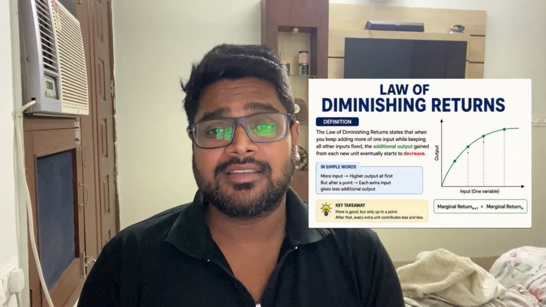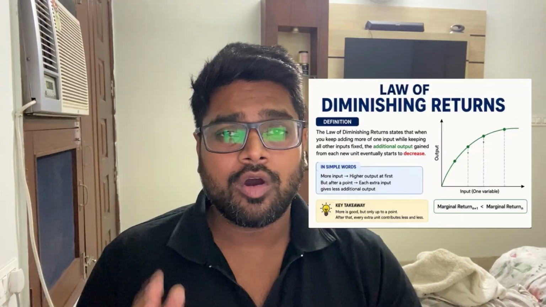Imagine you are making a tea. One spoon of sugar makes it better, two spoons make it sweeter, but you keep on adding the sugar and eventually the tea becomes undrinkable. How does that happen? Economics calls it the law of diminishing returns.